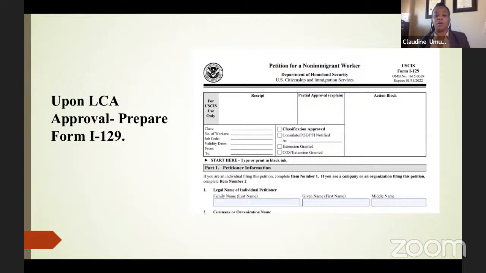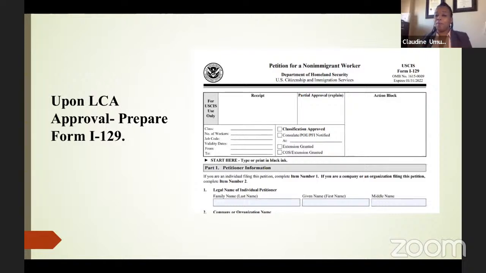It's a lengthy form. You have to provide the employer's information, the tax ID of the employer, the gross revenue when the company was formed, the number of employees, the labor certification number certified, the wage, and the number of hours. Is it going to be full-time or part-time? And then the actual job description, like what is the job duty.